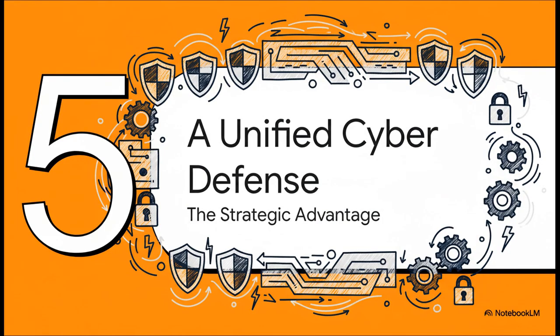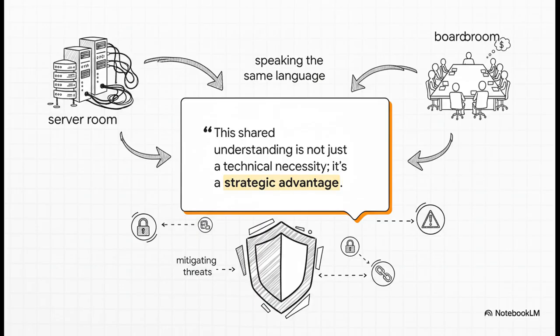And that brings us to our final section, where we tie all of this together. The language, the components, the measurements, the management, it all leads to this. The ultimate goal isn't just to check off some boxes, it's to build a defense that is truly unified. You know, there's a line from the source material that just nails it. It says, this shared understanding is more than just a technical necessity, it's a strategic advantage. And that's exactly right. When everyone from the server room to the boardroom is using the same playbook for risk, the whole organization can assess, prioritize, and act as one.